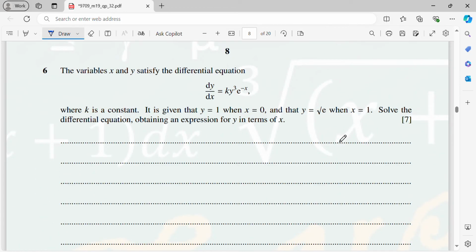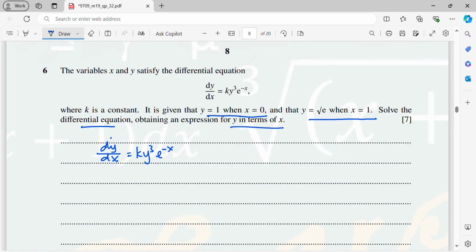Okay, now question number 6. The variables x and y satisfy the differential equation where k equals a constant, given that x equals 0, y equals 1, and x equals 1, y equals square root e. Solve the differential equation, obtaining the expression for y in terms of x. So now, dy dx equals ky cubed e to the negative x.